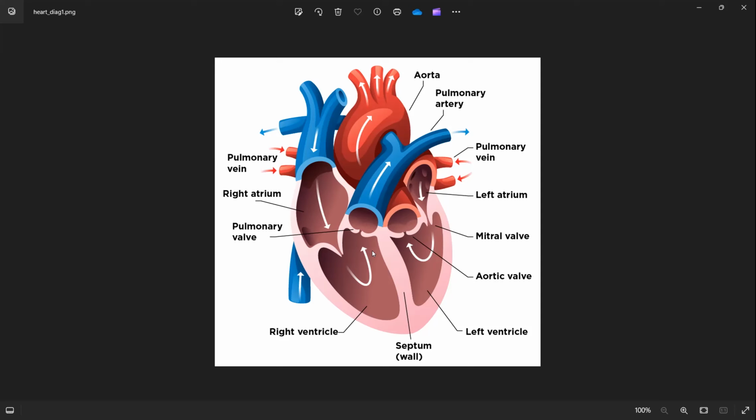If I ask a question like explain the process of the heart, then you can draw some of this figure to explain in a rough figure. It doesn't have to be very exact. And you see this septum wall. This actually separates these 2 ventricles.